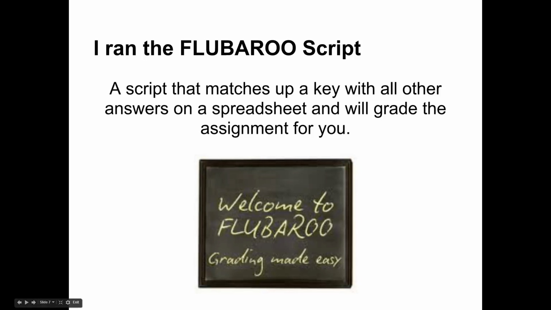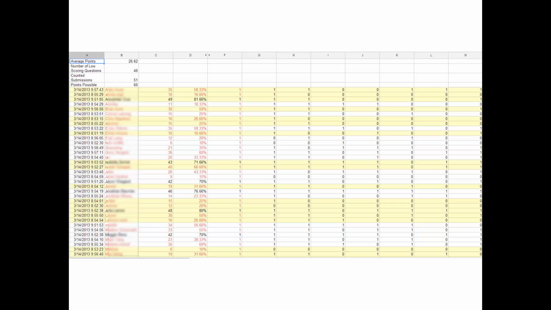Until I ran the Flubberoo script. Now what Flubberoo does for you is it actually will take a spreadsheet and it acts very similar to what a teacher would do. You have an answer key and it matches up all those different spreadsheet answers to your answer key that you put in. And it grades it immediately. Not only will it grade it immediately for you, but it'll also send the students an email back telling them how they did on it. So it's instant feedback.